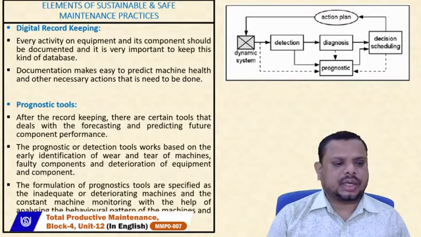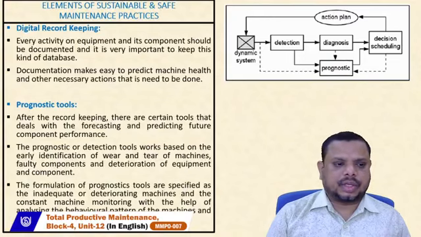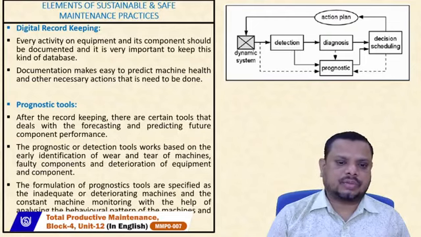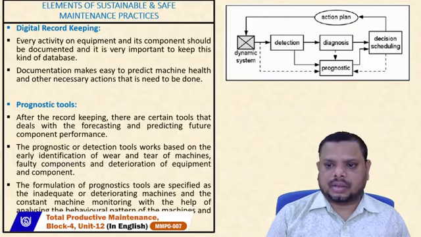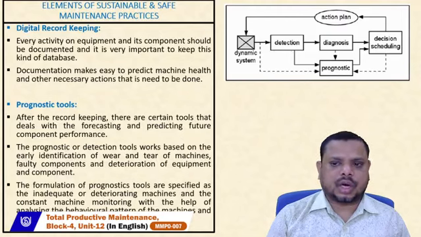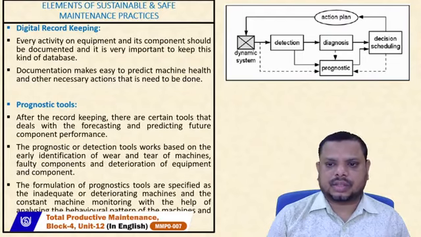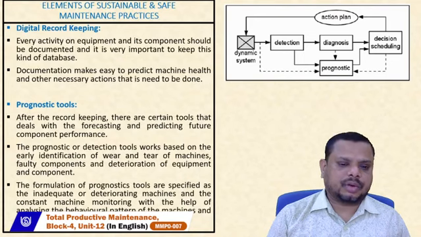And the third important point is that the formulation of prognostics tools is specified for inadequate or deteriorating machines, with constant machine monitoring by analyzing the behavior pattern of machines and giving the result before the damage. So if you go to prognostics tools, these are known as detection tools. These detection tools take the support of visuals or sounds or CCTV surveillance. They also take the support of various sensors which are directly assigned to a number of machines.